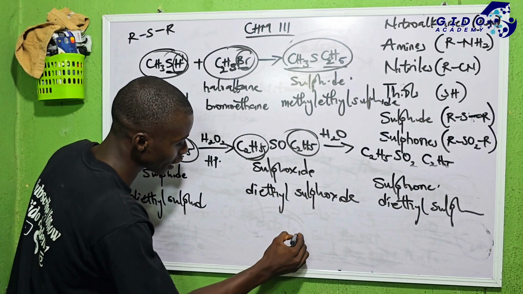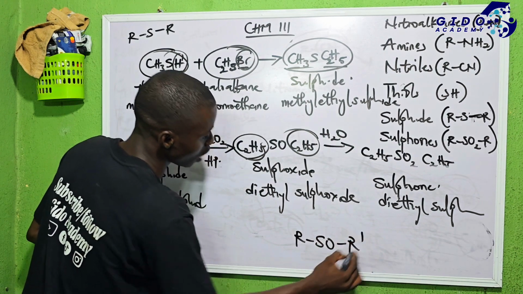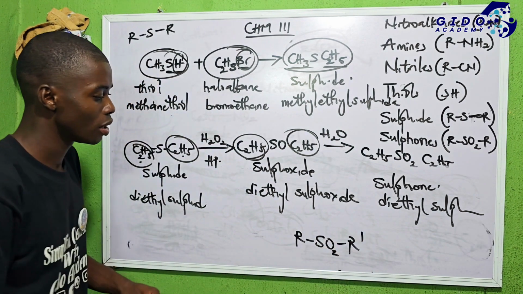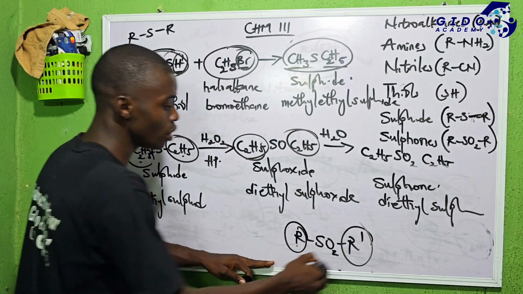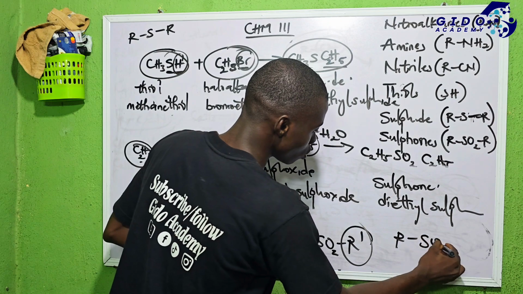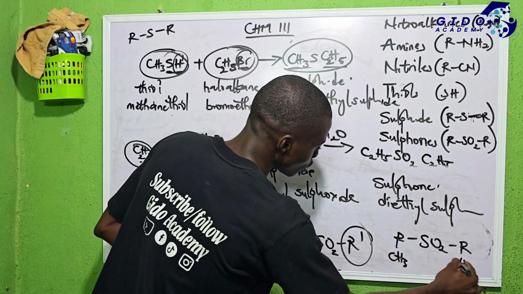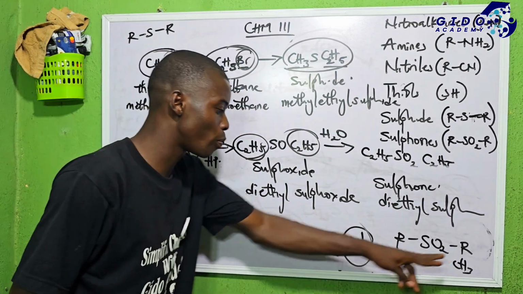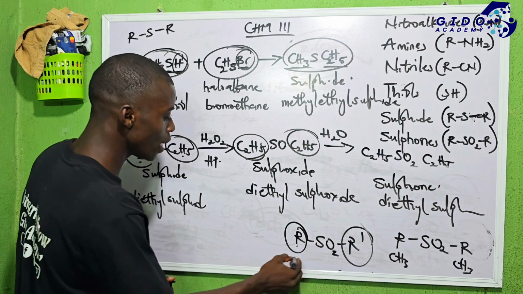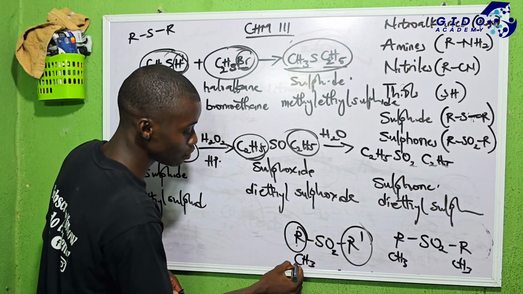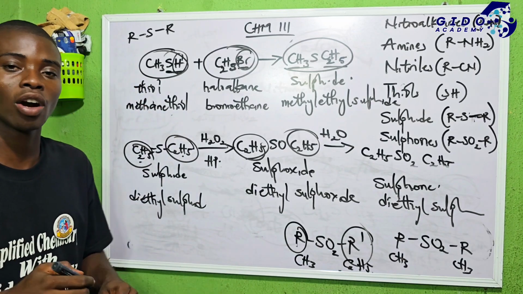But if you have something like R SO2 R prime, now you know that the alkyl here differs from the alkyl here. Assuming it is R SO2 R, it means if here is methyl, here must be methyl. If here is propyl, here must be propyl. But as long as there is something we call R prime, it cannot be so. So if here is methyl, here will not be methyl. Here will be ethyl or propyl or butyl or any other compound.